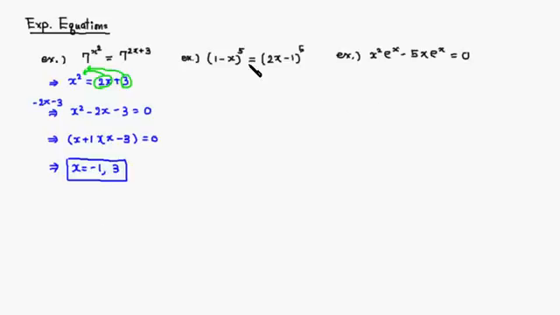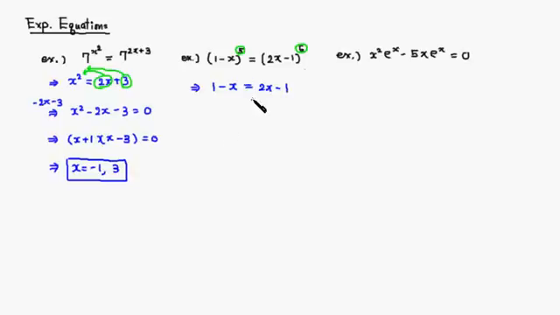Let's look at the second example. This time we have matching powers, so power 5 on both sides. Since the powers are matching, we have to make sure to match the bases. So this implies that 1 minus x must be equal to 2x minus 1, setting the bases equal to each other.